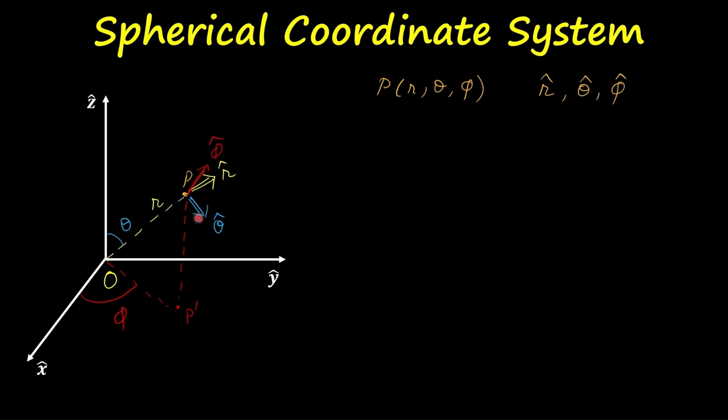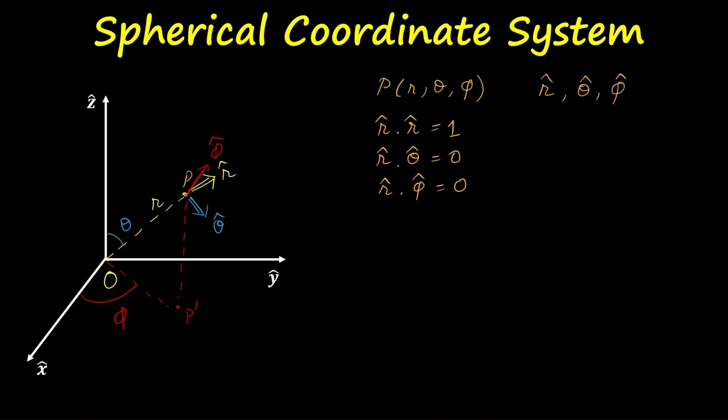Now, if you see carefully, this r cap, phi cap and theta cap are all mutually orthogonal. Since they are mutually orthogonal, we can write r cap dot r cap will be equal to 1. r cap dot theta cap will be equal to 0. And r cap dot phi cap will be equal to 0.